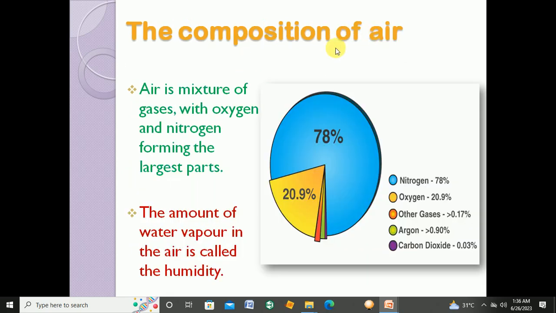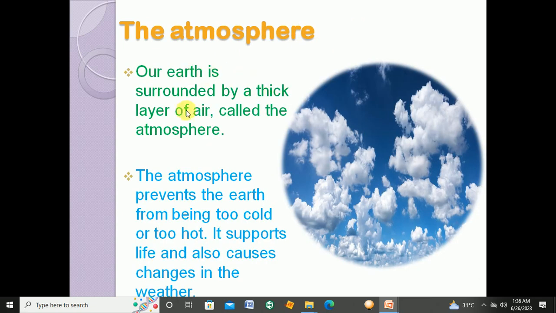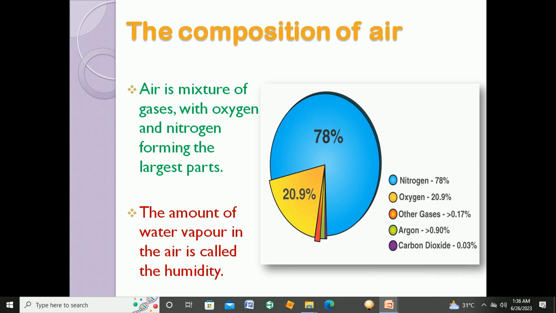The composition of air. Basically, the thick layer of air we are calling the atmosphere. Now we will learn the composition of that thick layer of air. Air is a mixture of gases, with oxygen and nitrogen forming the largest parts. As I have told you earlier about the pie chart, a pie chart is a circular chart that divides all the components according to their percentages. Here is also a pie chart about the composition of the air.